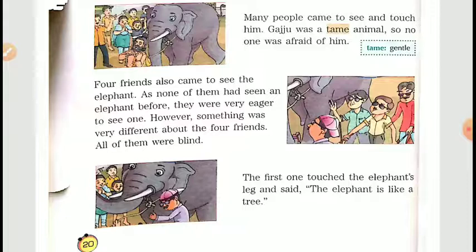And students, keep in mind, we should always respect the differently abled people. We should not make fun of them. We should not tease them. We should not irritate them. We should treat them with respect and affection.